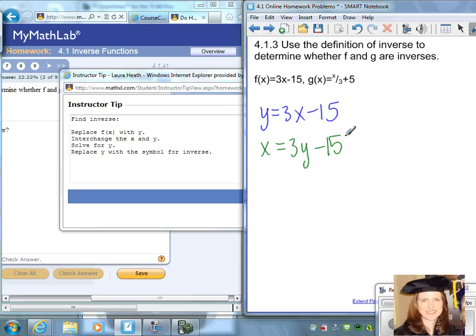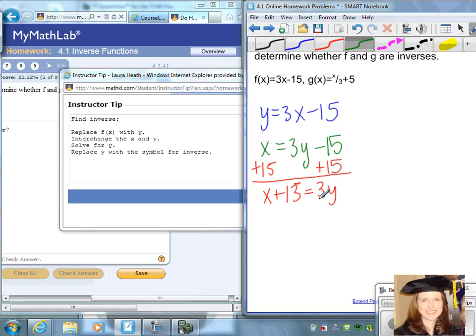The third step in finding an inverse is to solve this equation for y. I'm going to do that by adding 15 to both sides. And you get x plus 15 equals 3y. And then we're going to divide both sides by 3.